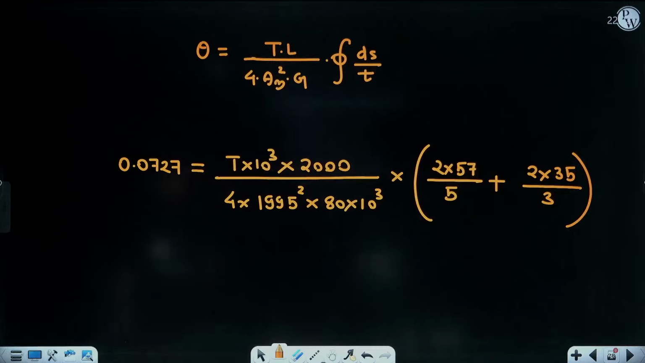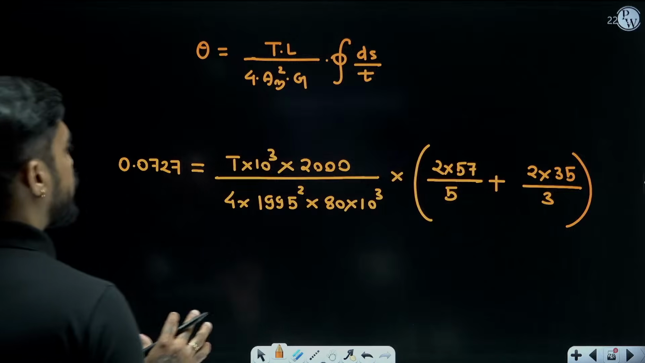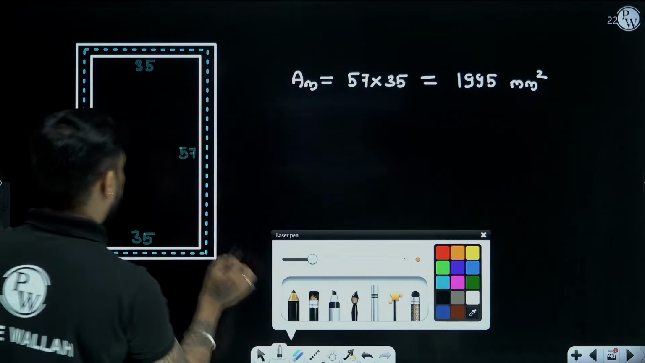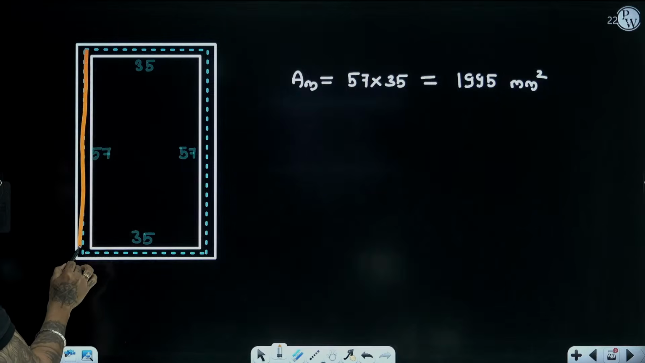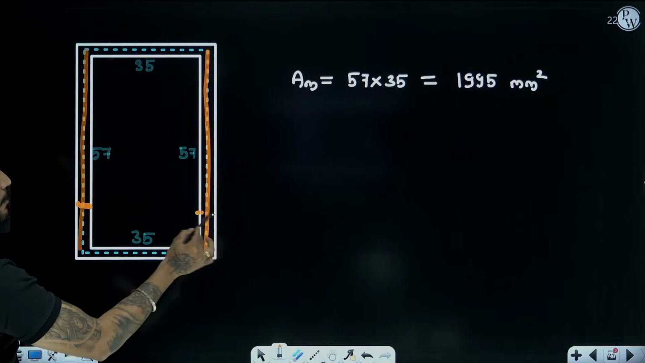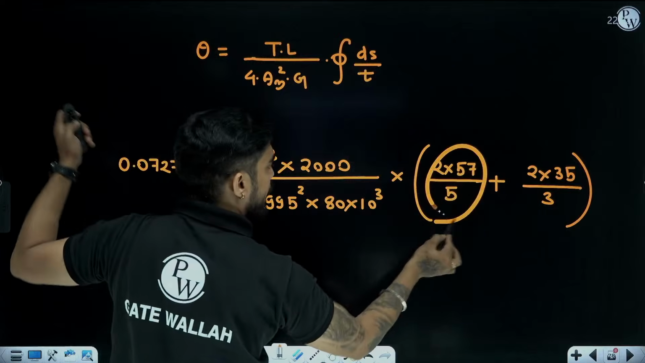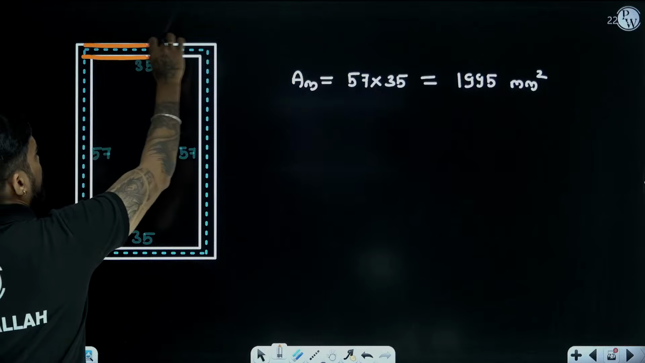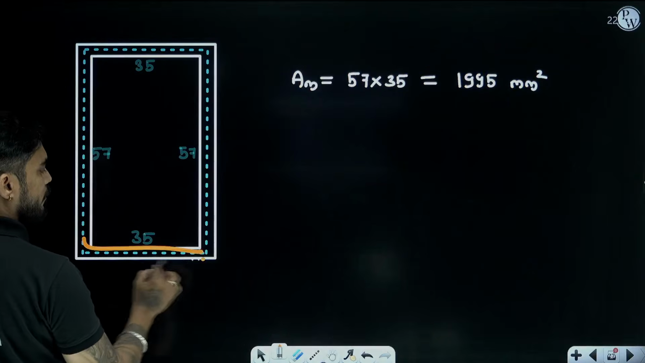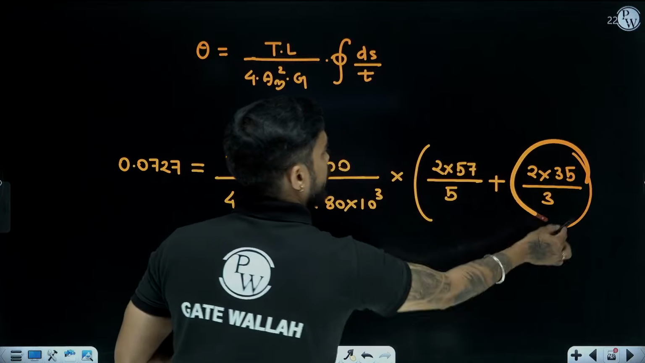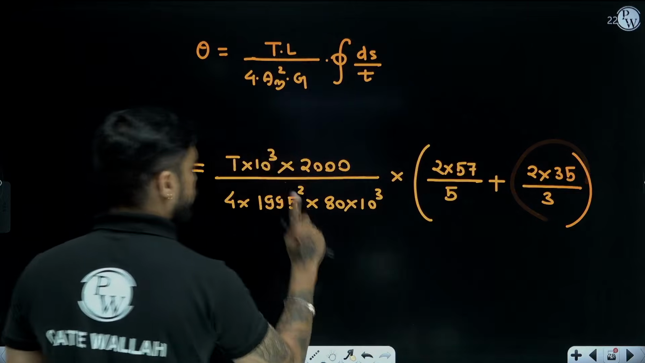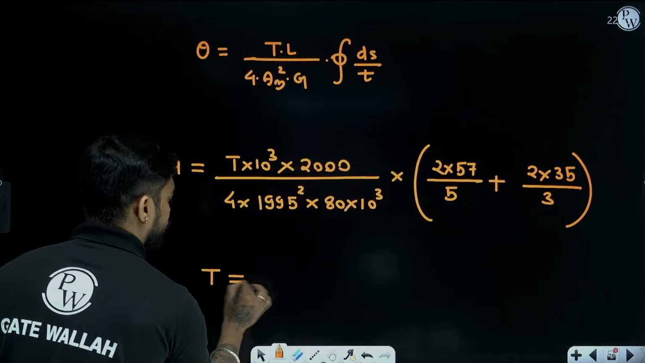I hope you all are clear about how to put the values here. Summation of ds by t. See, this is 57 divided by thickness 5. Again 57 divided by thickness 5. So 2 into 57 by 5. Similarly, for this 35 divided by thickness 3. Then 35 divided by thickness 3. So 2 into 35 by 3. Okay. Now in this entire equation, there is only one unknown, that is T.